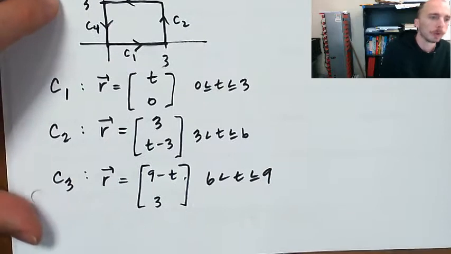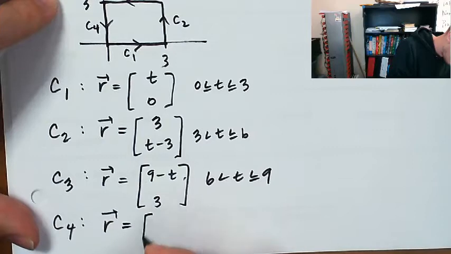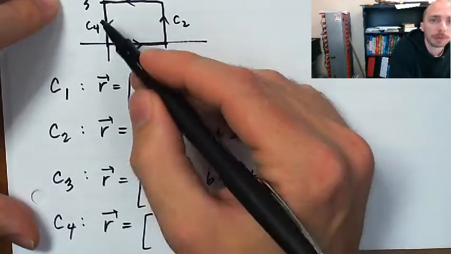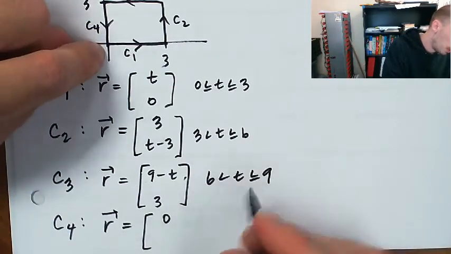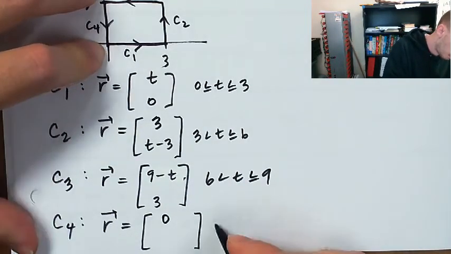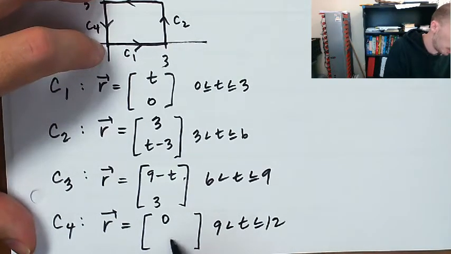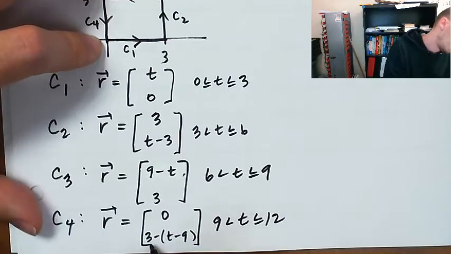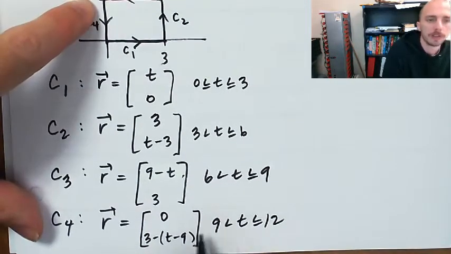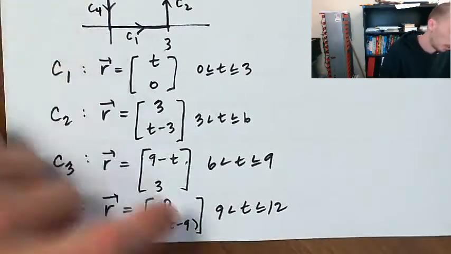Right, and then C4. Okay, x is 0 the whole time because I'm on the y-axis. And y is going to be decreasing from 3 to 0. So I would think 3 minus t, but I need to offset t by 9, so it would be 3 minus (t minus 9). Okay, so that would be 12 minus t, I think, yeah, because when t is 9, I'm up here at y is 3, and then when t is 12, I'm back here at 0. So it'll be 12 minus t there.